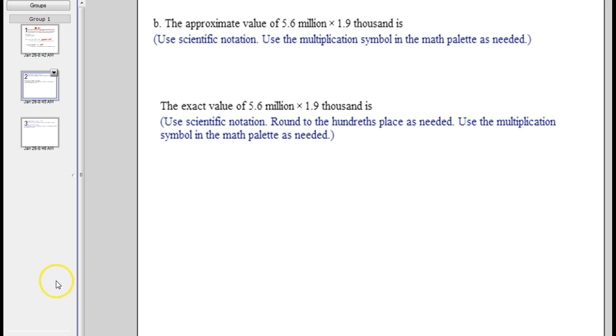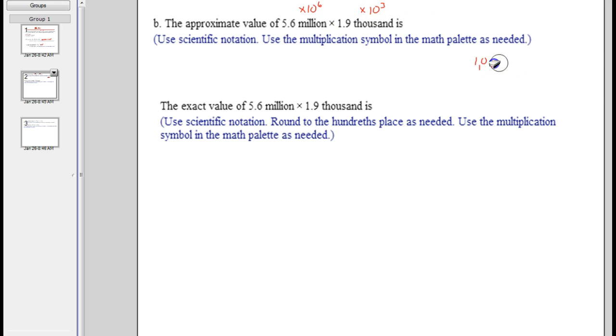For part B, we're told to approximate 5.6 million times 1.9 thousand. The first thing we need to do is write these two numbers that we're multiplying in scientific notation. Remember, million is a number like 1 million, which has 6 zeros after it, so when you see the word million, you can replace that with times 10 to the 6th. And 1,000 has 3 zeros after it, so we can replace thousand with times 10 to the 3rd.